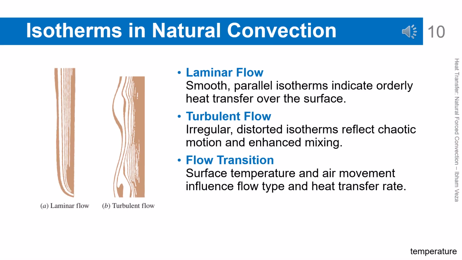Isotherms in natural convection. Isotherms show the temperature distribution in the flowing fluid. In laminar flow, the isotherm patterns appear smooth and orderly. In turbulent flow, the patterns become irregular due to strong mixing. The transition from laminar to turbulent is influenced by temperature differences and fluid properties. These patterns provide a visual representation of heat transfer intensity.